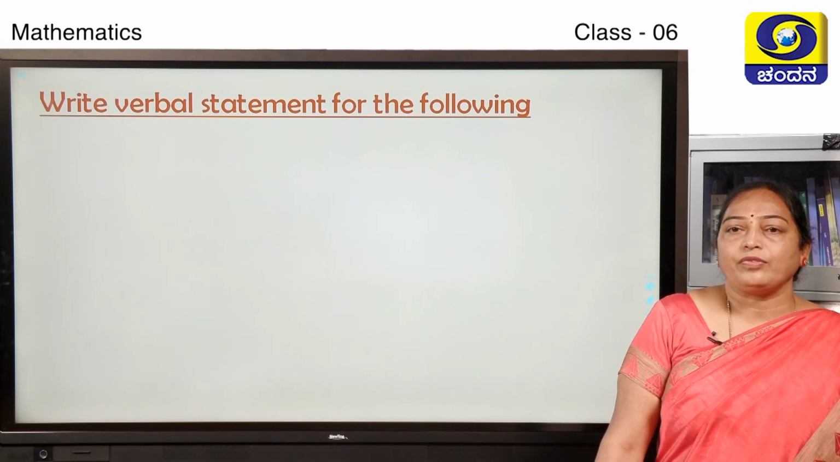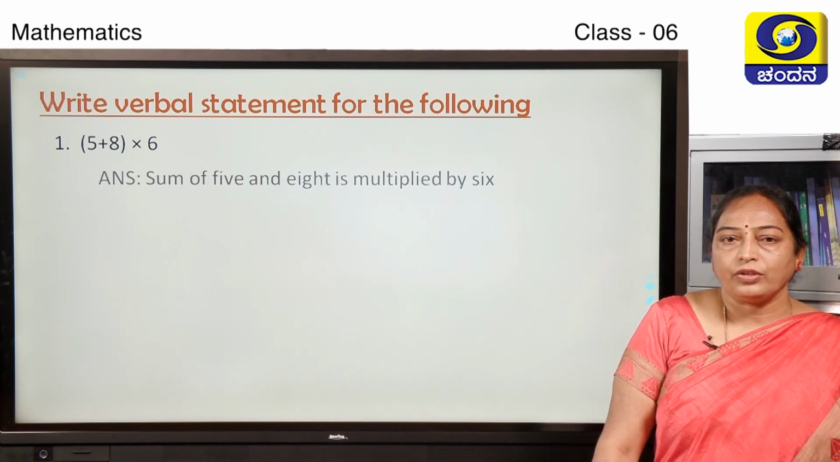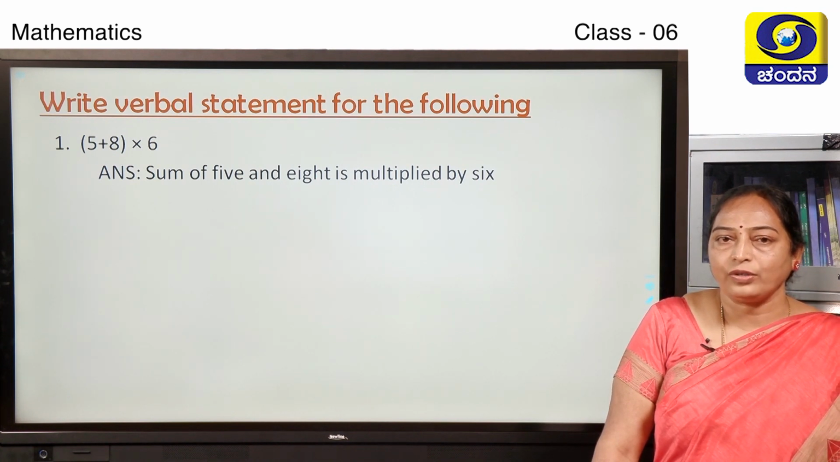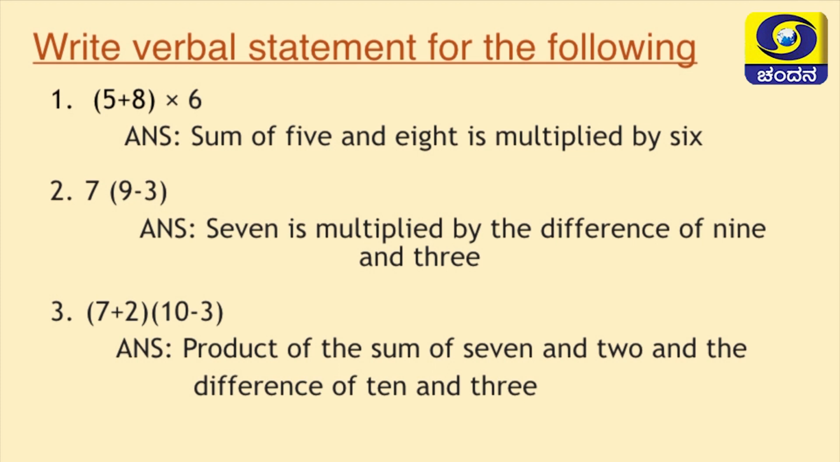Write the verbal statement for the following. How do we write the verbal statement? (5 plus 8) into 6. How do you think, children? Yes, you are right. Sum of 5 and 8 is multiplied by 6. Did you understand how to write? Next one. 7 into (9 minus 3). So, if there is no symbol between the number and bracket, it is understood there is an into. 7 is multiplied by the difference of 9 and 3.